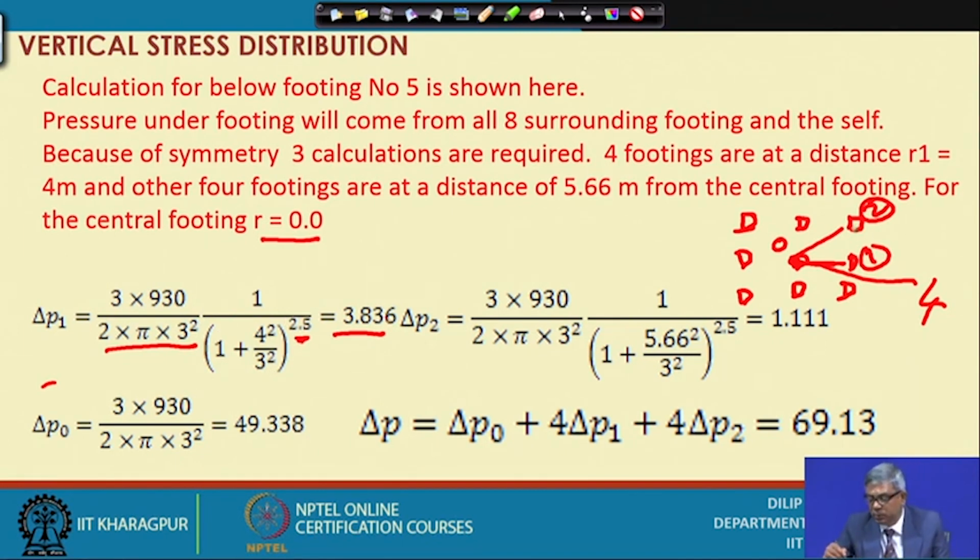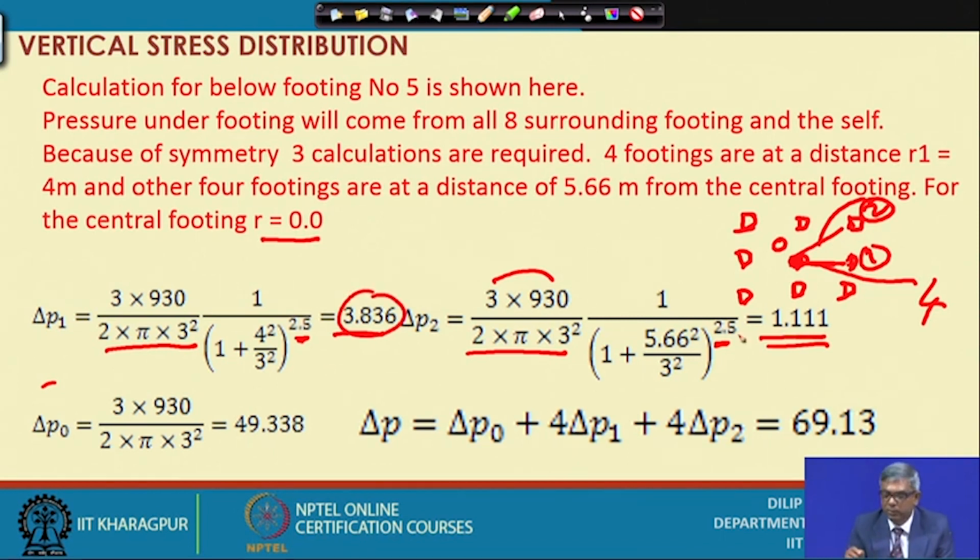Del p 2 means this one to this. So, this distance will be under root 4 square plus 4 square, so that will be 5.66. So, 3 into 930 by 2 pi z square, 1 plus 5.66 square by 3 square to the power 2.5, it comes 1.11. You can see that the effect of this footing will be more here than the effect of this footing here. This is slightly far, so the effect is less, and for this footing you have got more effect.